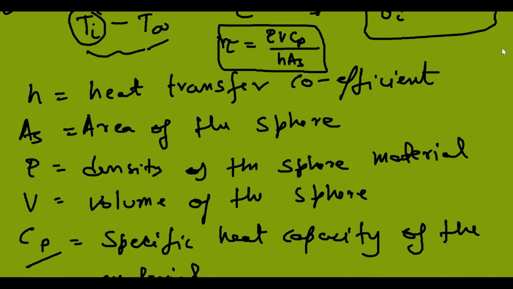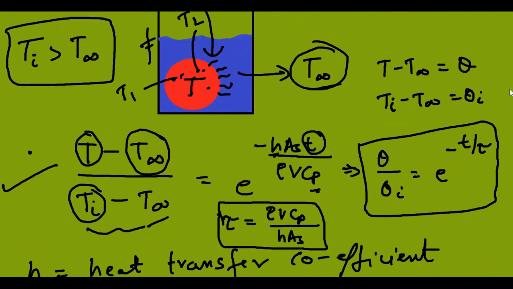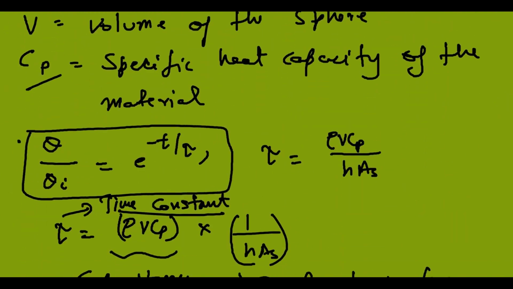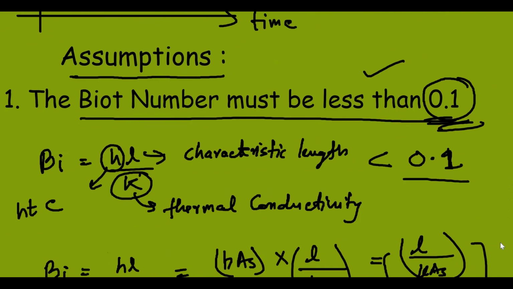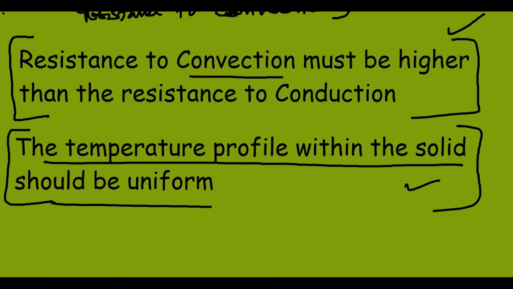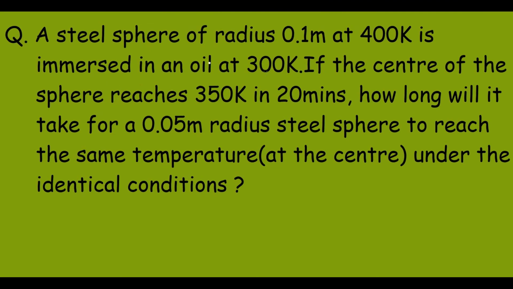So now that we have talked a lot about all this, let's try to use this formula and solve an important problem. The steel sphere of radius 0.1 meter at 400 Kelvin is immersed in an oil at 300 Kelvin. If the center of the sphere reaches 350 Kelvin in 20 minutes, how long will it take for a 0.05 meter steel sphere to reach the same temperature under identical conditions?